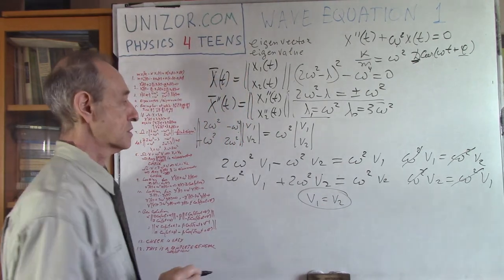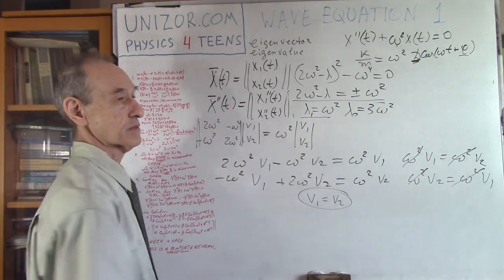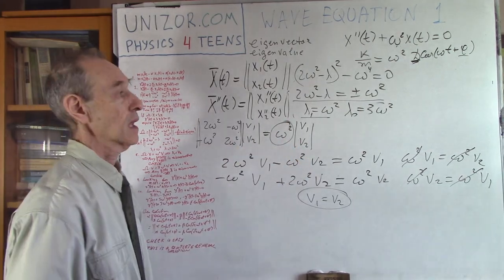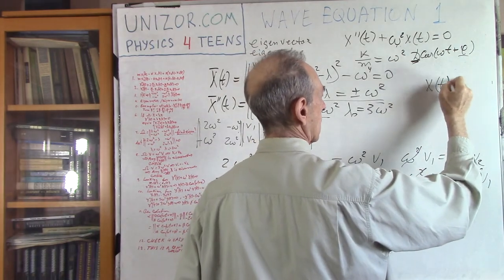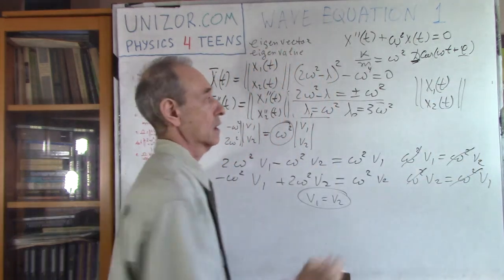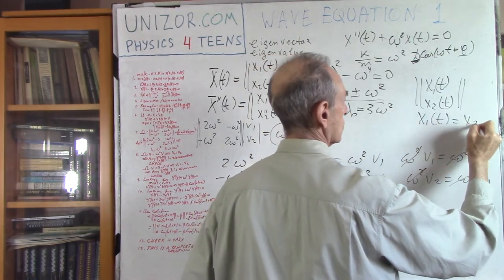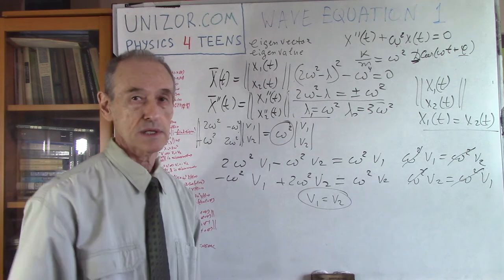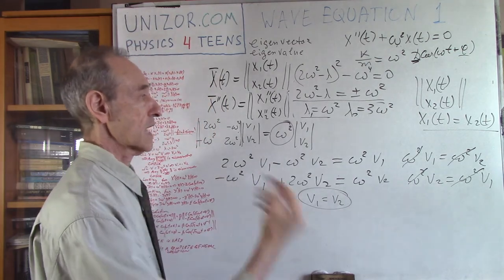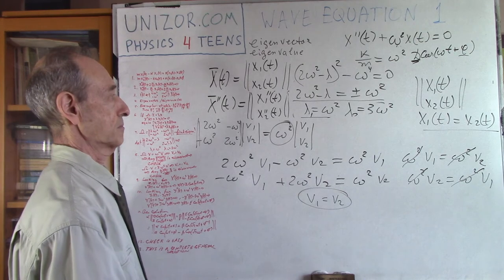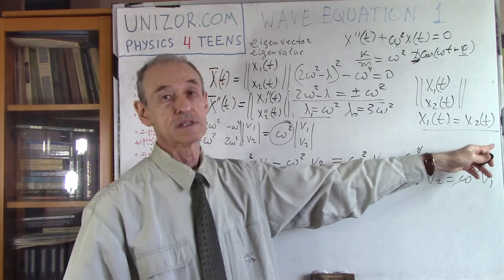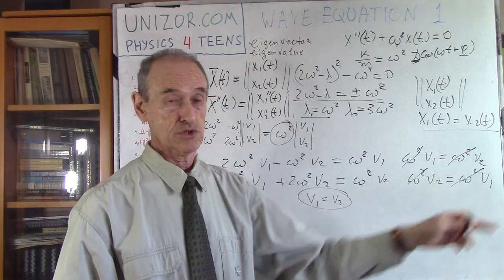So if v1 is equal to v2, if both components of the vector are the same, then this is an eigenvector with eigenvalue omega square. Which means that any vector which describes the displacement of both molecules such that x1 is equal to x2 is an eigenvector, and our matrix is just stretching these vectors. So we can actually find a solution to our differential equation among these vectors.